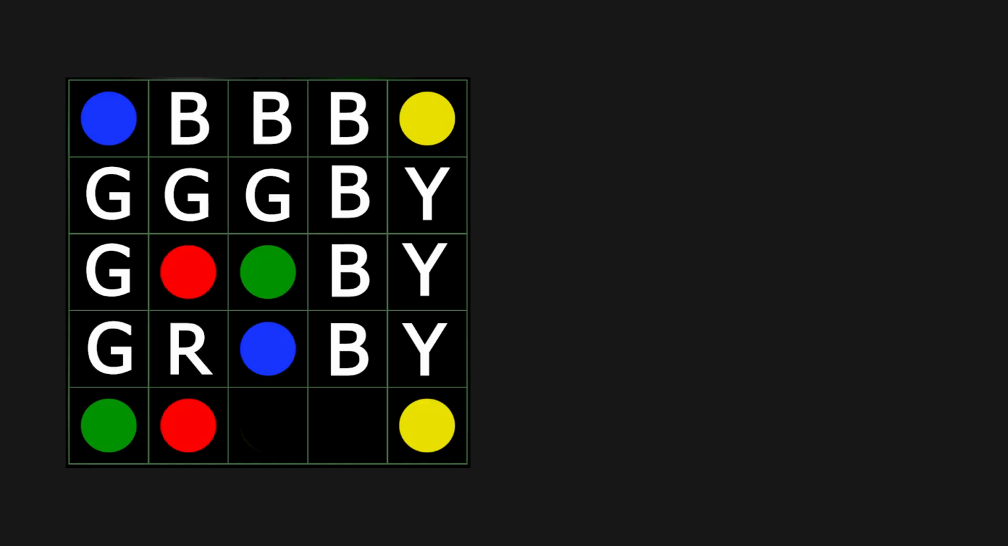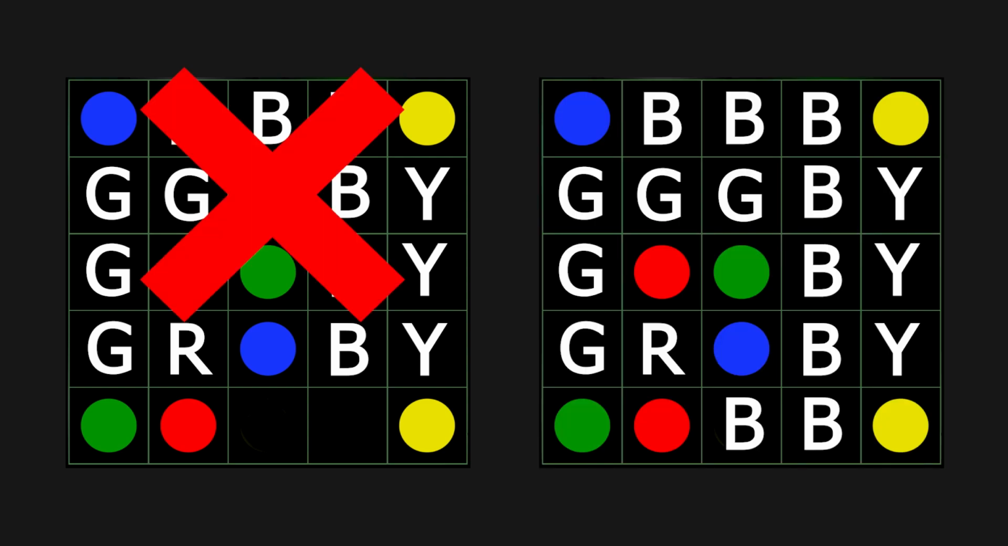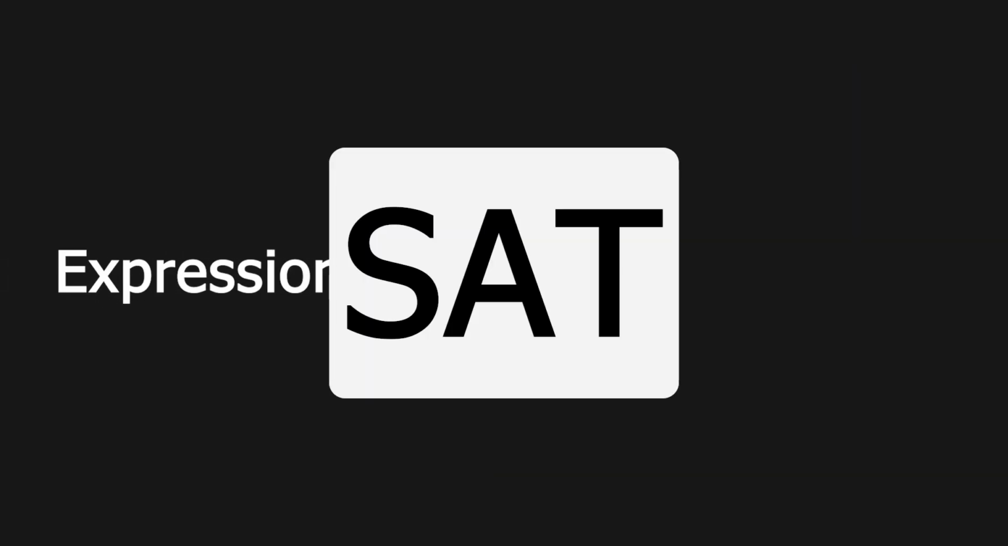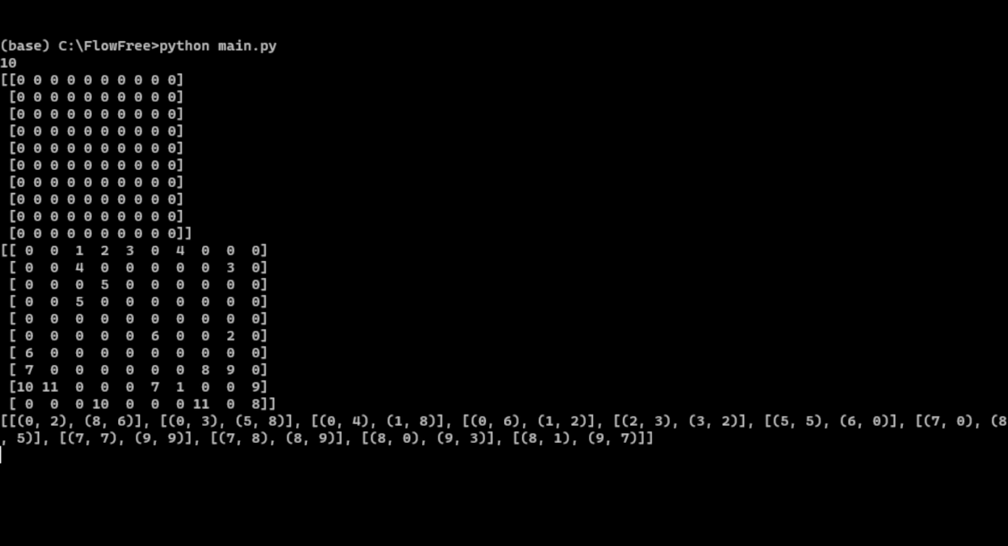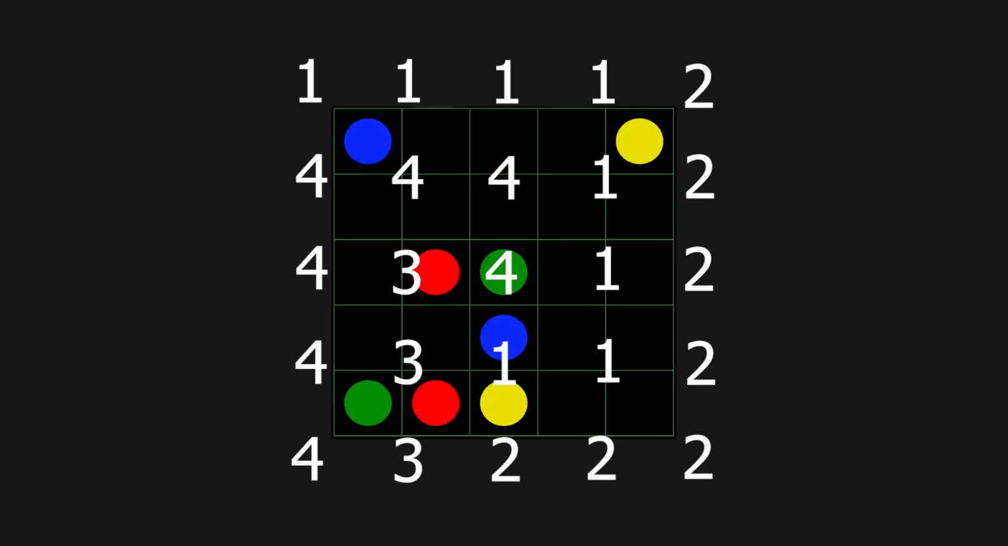We further add constraints to ensure that all cells in the grid are filled by flows, meaning there should be no unoccupied cells. We then pass this logical expression to the SAT solver, which attempts to find an assignment of true-false values to the flow variables that satisfies all the constraints. So, when we pass our 2D array to a SAT solver, this is what we end up with. Pretty cool, right?